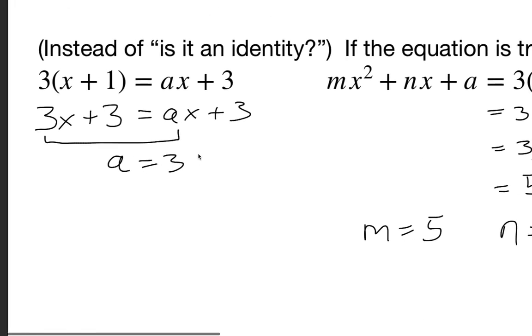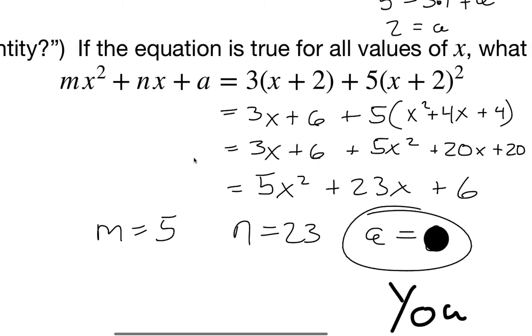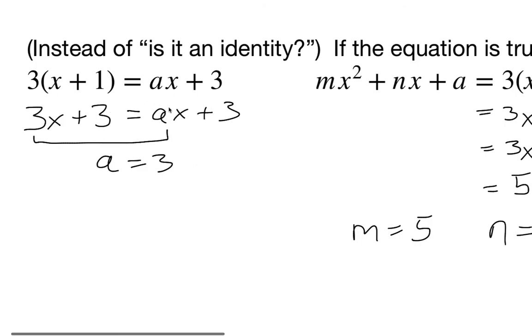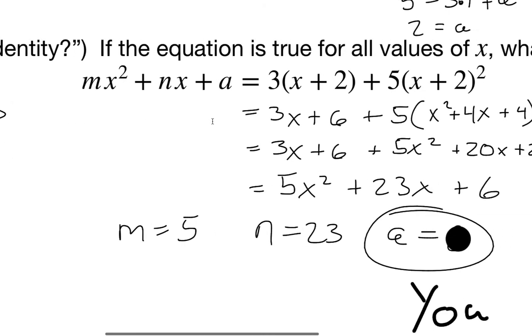So what you have to do is manipulate the right or left-hand side until they basically look like each other, and then compare and see what a would have to equal in order for this to be an identity. Well, when you distribute, you see that the 3's match up, but the ax matches up with the 3x, which are both the linear terms, and so then you get a is equal to 3. That's the answer. A would need to be 3 in order for this to be an identity.